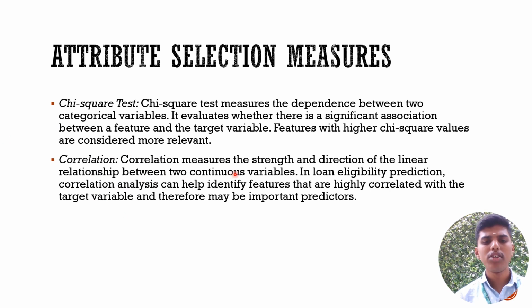Correlation. The correlation measures the strength and direction of the linear relationship between two continuous variables. In loan eligibility prediction, correlation analysis can help identify features that are highly correlated with the target variable and therefore may be important for the predictors.